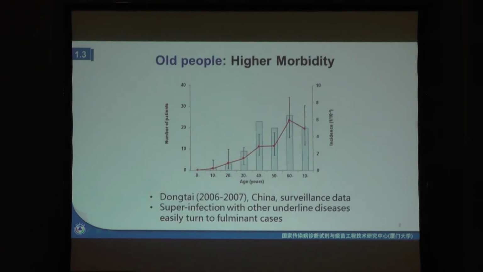And these are data from the Donghai, our surveillance data. The morbidity in old people is higher than in younger people. HEV infection in younger people tends more to be subclinical infection, but in old people it is more likely to be a symptomatic infection.